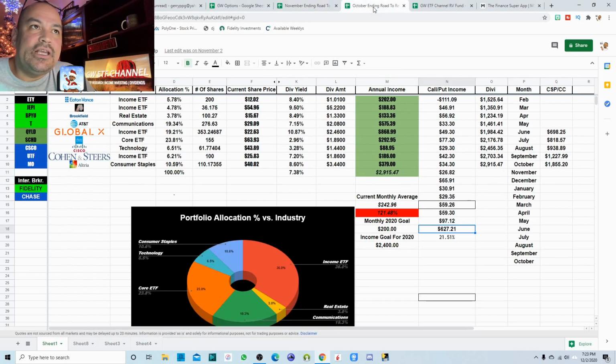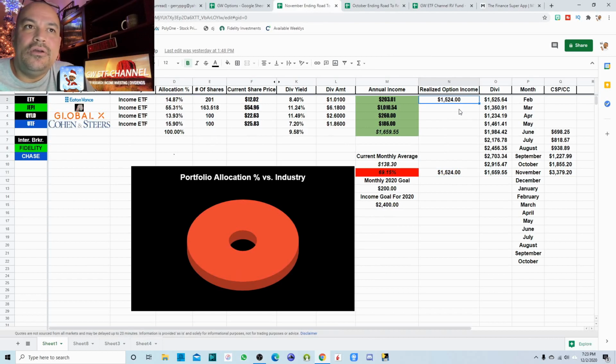So you see, when you make trades with options, you'll have profit and loss, or you'll sell an option for say a dollar, but then you'll buy it back for 50 cents. So that's a 50% profit. That's why I was doing some of these minuses here and it got confusing. So I just decided to put what the net gain was, or the net income, for that month in this column. So accumulated this year, I've made $3,379.20 in option income.